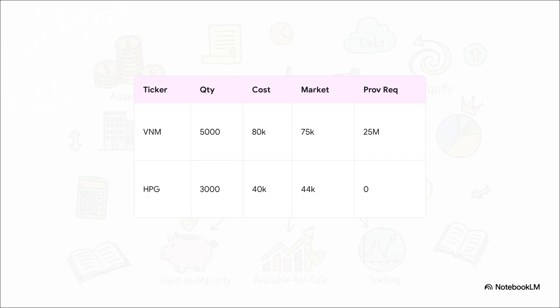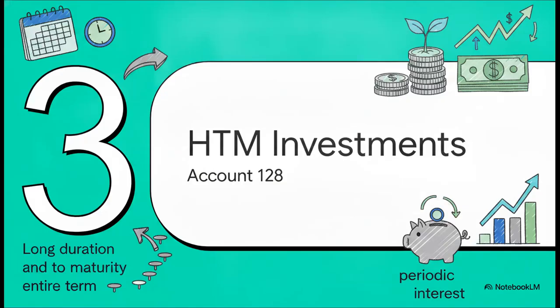We never, ever offset gains and losses between different securities. It just doesn't work like that. So the total required provision for the whole portfolio is $25 million. If they already had, say, $10 million sitting in account 2291 from before, they'd just debit 635 and credit 2291 for the remaining $15 million. Easy, right? All right, let's transition over to Section 3, Held-to-Maturity Investments, Earning Periodic Interest.